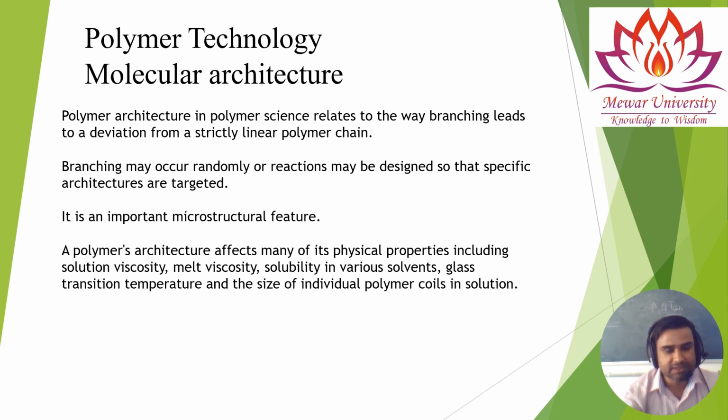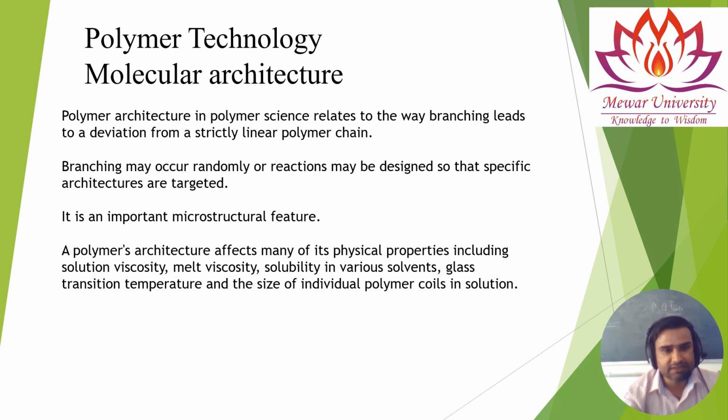Architecture in polymer science is related to the way of branching that leads to deviation from a strictly linear polymer chain, or branching may occur randomly. Reactions may be designed so that specific architectures are targeted. The way of arrangement of the molecules in the polymer structure is basically the architecture. So it is an important microstructural feature.